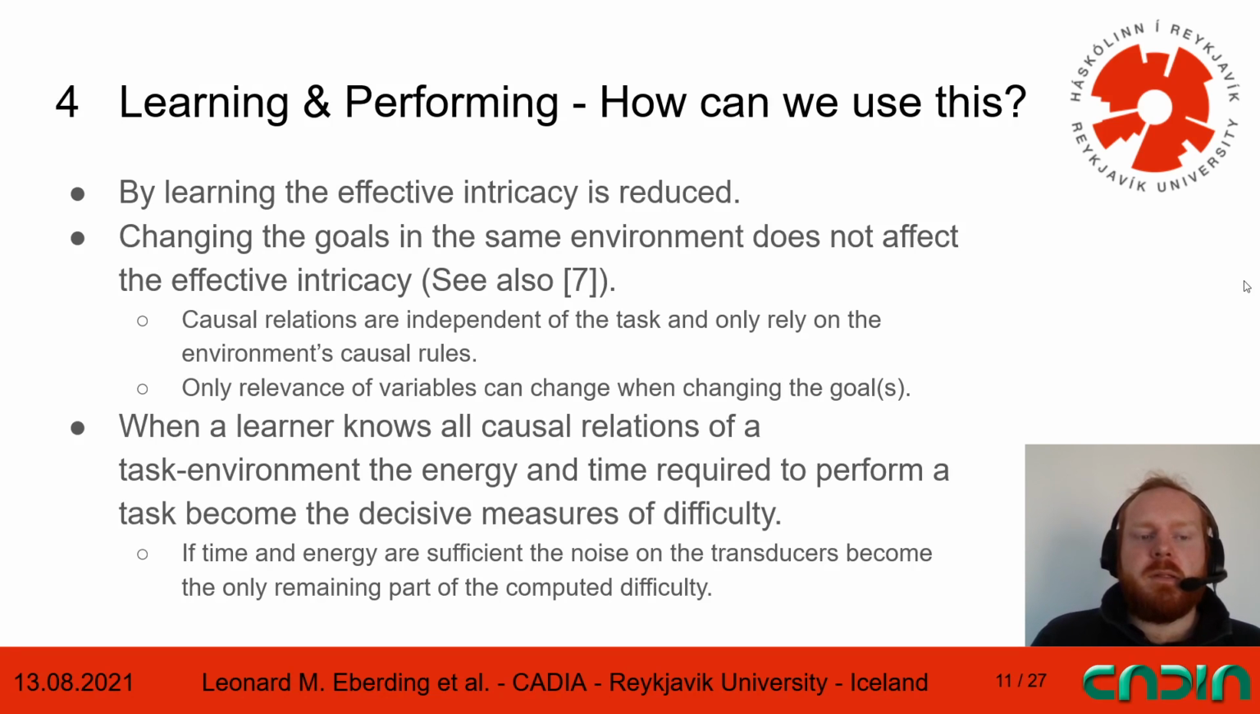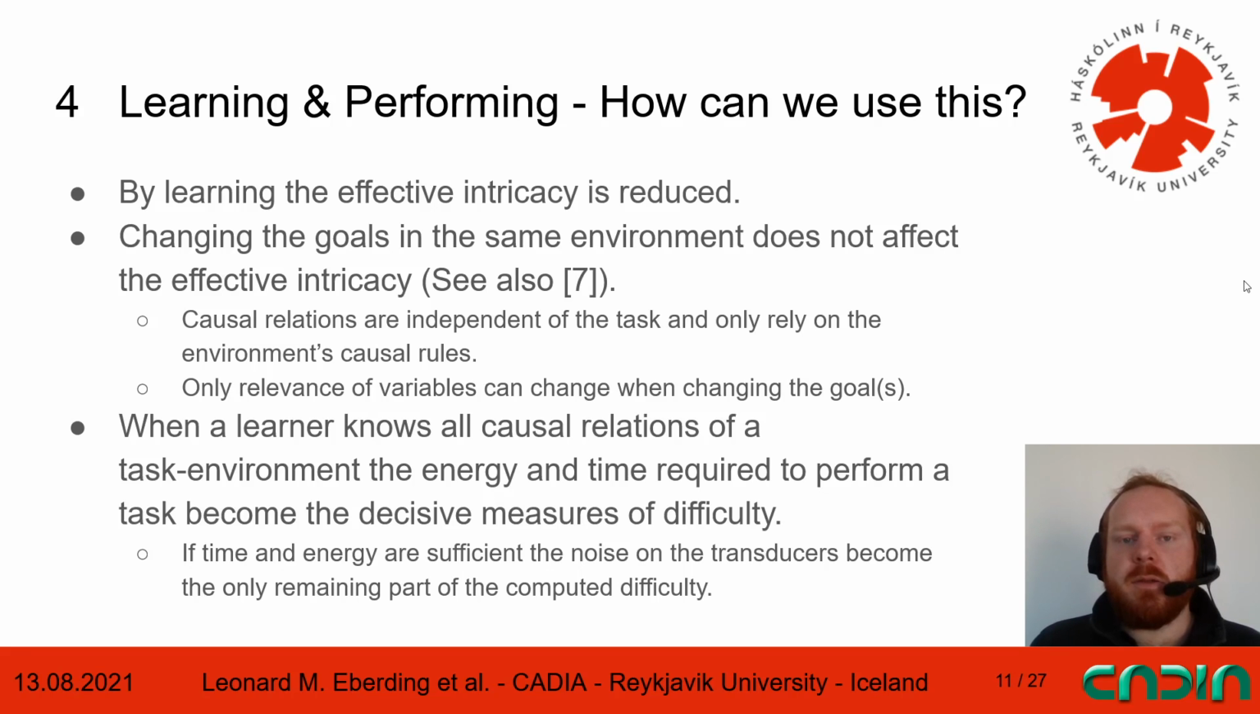Now, what does this mean to us researchers? So, first of all, we can define things that might seem obvious, but which are hard to properly define. And this is then by learning, things become less complicated in a subjective matter of the agent. So by learning, the effective intricacy is reduced. Changing the goals in the same environment, however, does not necessarily affect the effective intricacy.